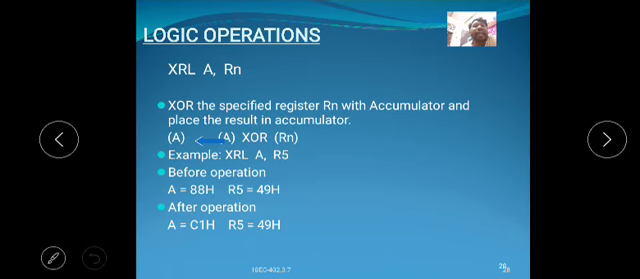After operation A is equal to C1H. It is the same as the XOR gate in digital electronics, which we already studied. A exclusive-OR B is A bar B plus A B bar, that means if any one of the bits differs, like 0 1 it gives 1, 1 0 it gives 1.